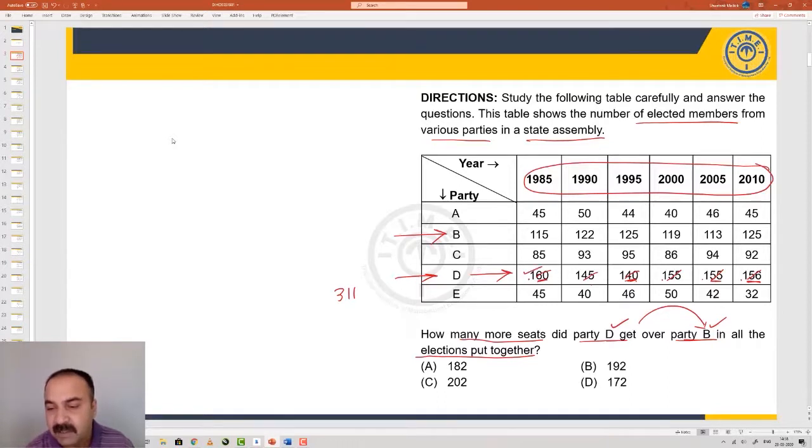What are the other ones? 100, 100, 100, 100, 100 and 100.